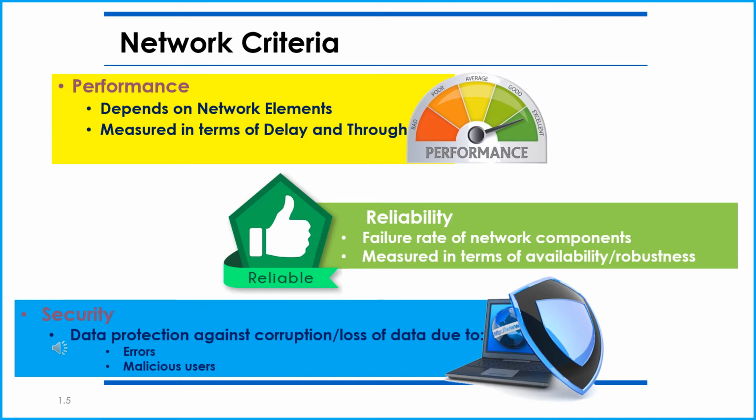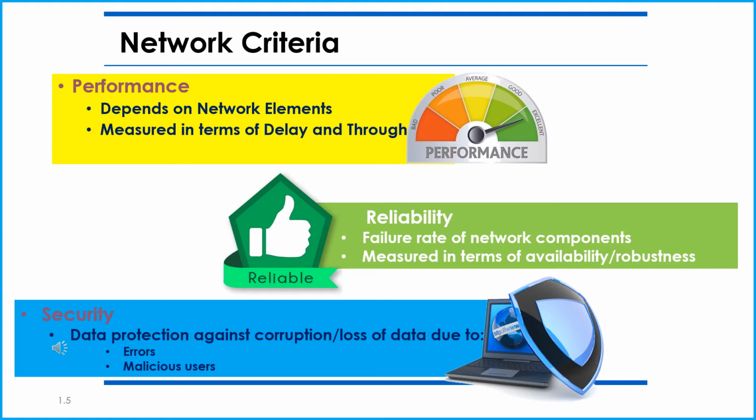Transit time is the amount of time required for a message to travel from one device to another. Response time is the elapsed time between the inquiry and a response. The performance of a network depends on a number of factors, including the number of users, the type of transmission medium, the capabilities of the connected hardware, and the efficiency of the software. And it is normally evaluated by two networking metrics: throughput and delay.